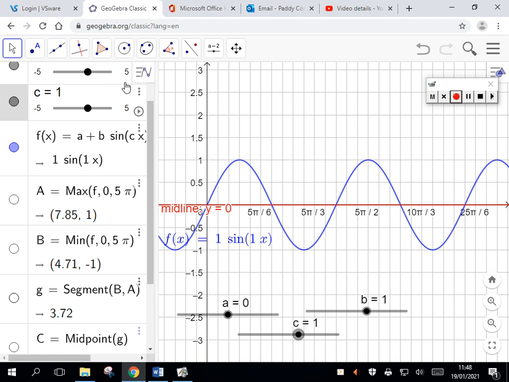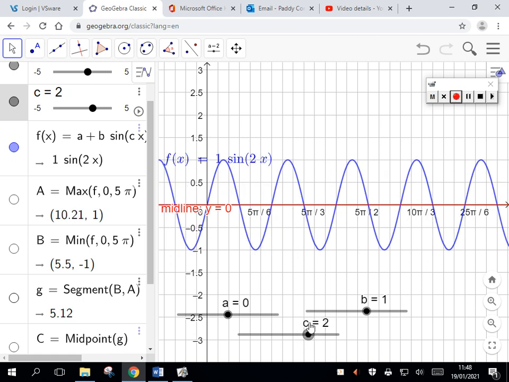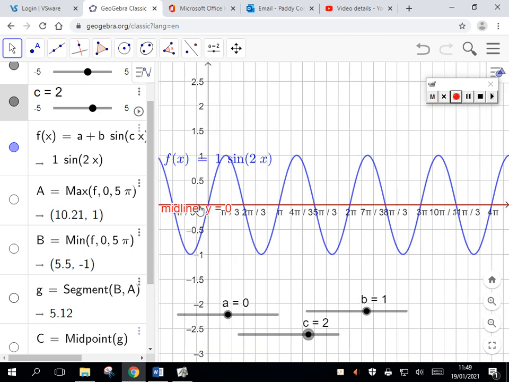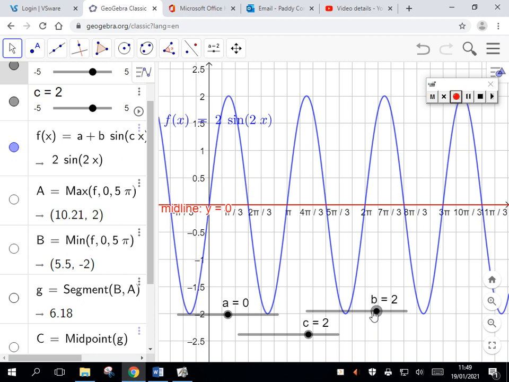Let's look at the horizontal stretch first, or the horizontal dilation, which is this coefficient of the argument. If I increase that to 2, you'll see this will start to get squished in towards the y-axis. Okay, horizontal dilation, scale factor of 1/2. The period here has gone from 2 pi to pi. Then we have a vertical stretch. By changing this value of b to 2, you're going to make it twice as tall.